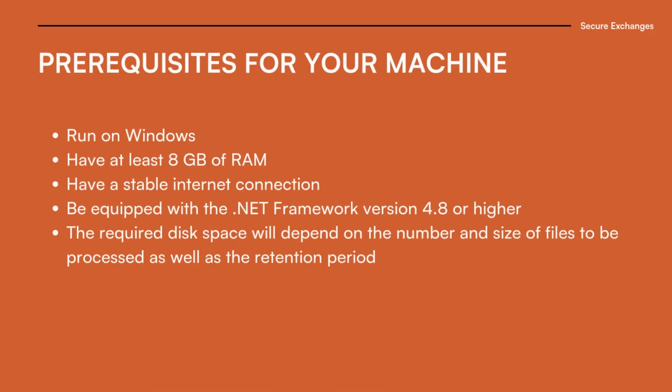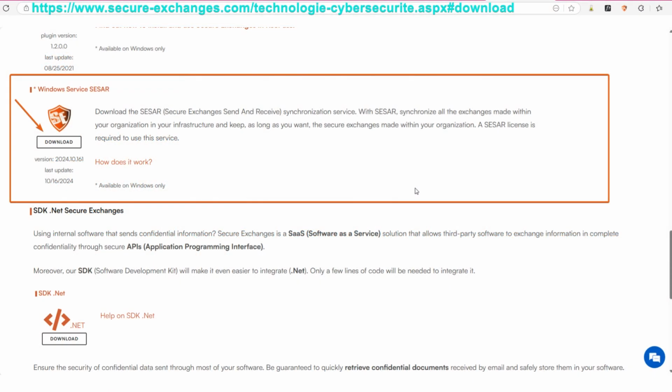Before starting the installation, ensure that your machine meets the following prerequisites. It must run on Windows, have at least 8 GB of RAM, a stable internet connection, and be equipped with .NET Framework version 4.8 or higher. The required disk space will depend on the number and size of files to be processed as well as the retention period. Once these elements are verified, download the latest version of SESAR from the official Secure Exchanges website.